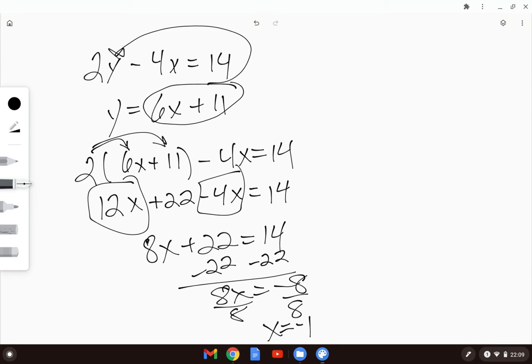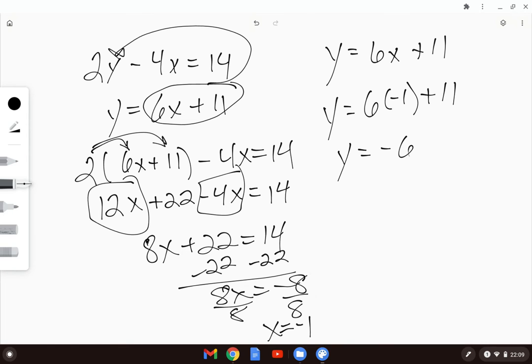So my final step is to substitute your answer into one of the original equations and solve for the other value. Again, I have an equation that already tells me, or is defined in terms of x, which is y equals 6x plus 11. So I will simply substitute the negative 1 in for x. So for this system of equations, my ordered pair solution is negative 1, 5.